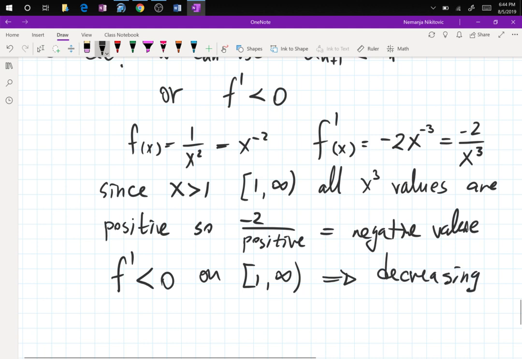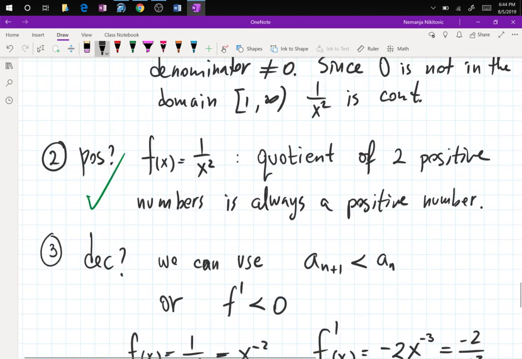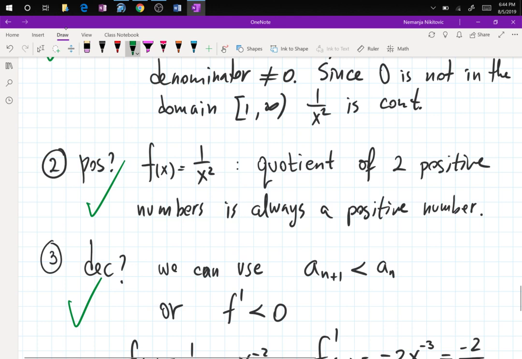You learned this in your Calculus 1 when you learned your first derivative test. You learned in the first derivative test that if the derivative is negative, function is decreasing. If the derivative is positive, function is increasing. So over here we are using that to prove that the function is decreasing. So now we have checked off number 3.